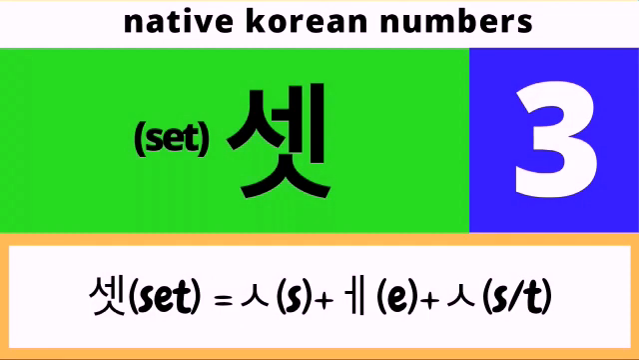First, we need to draw a set character, followed by an e character, followed by another set character. If you would notice, the ending sound of set is actually a T sound. And if the set character is located on the third position of the syllable, it will have the T sound. Therefore, this is pronounced as set and not ses. And that is number 3, set.